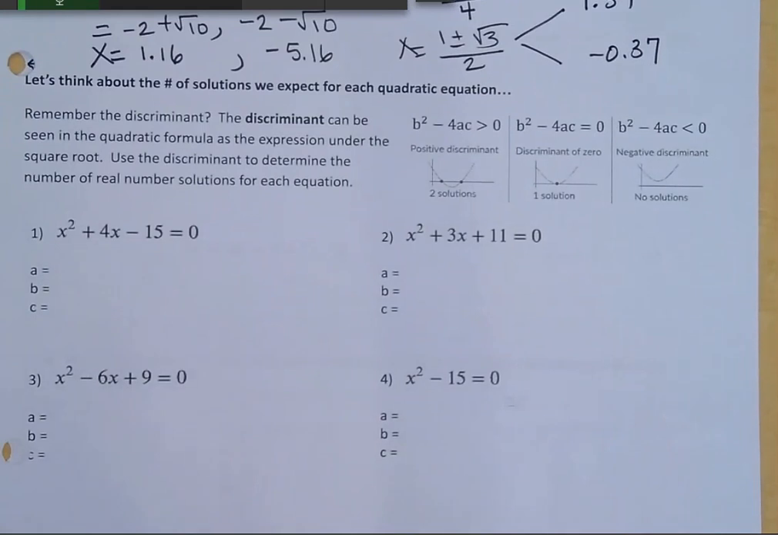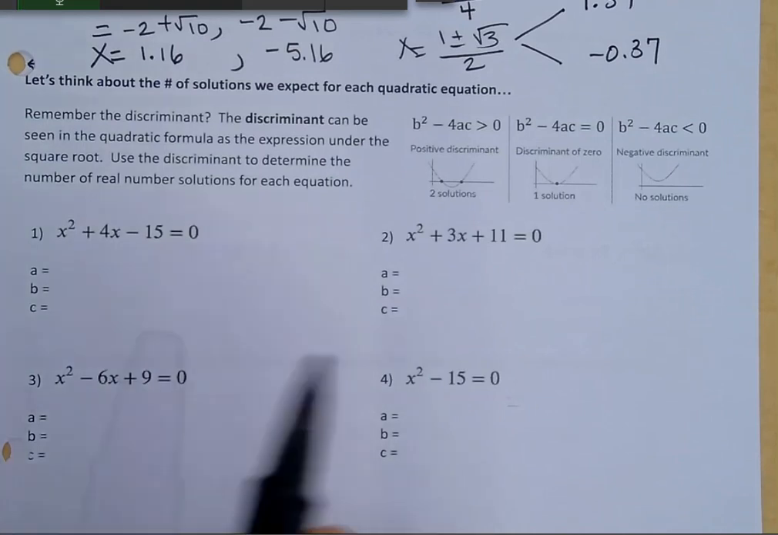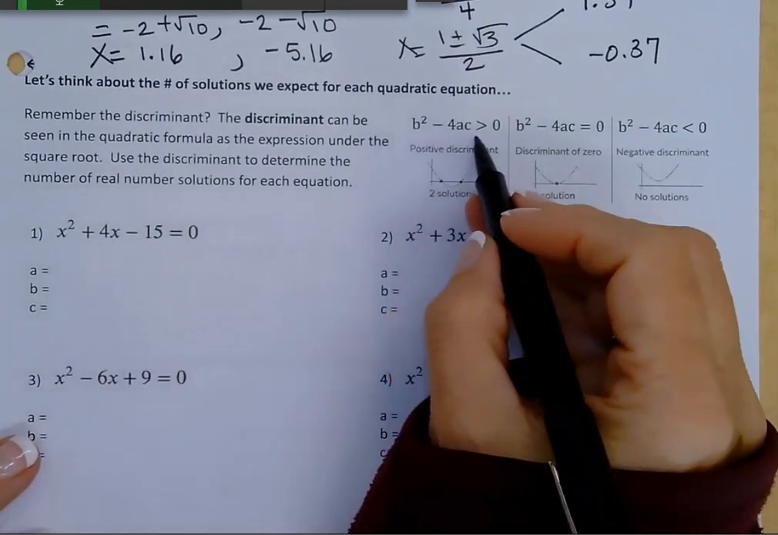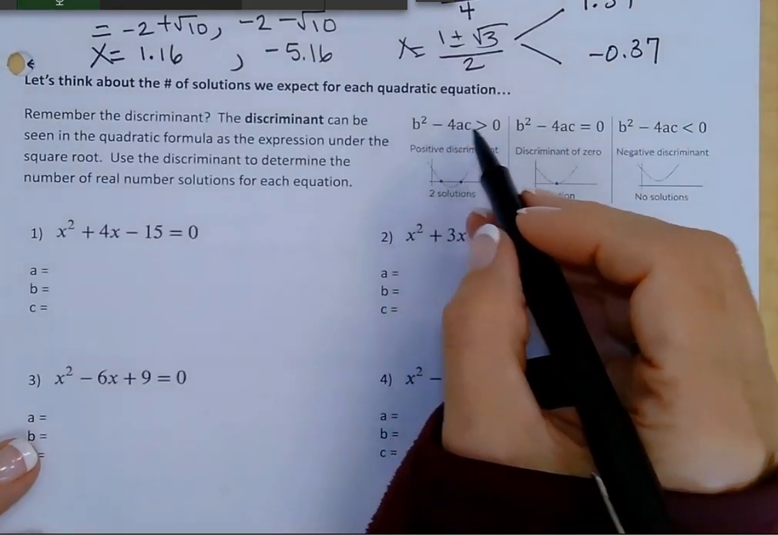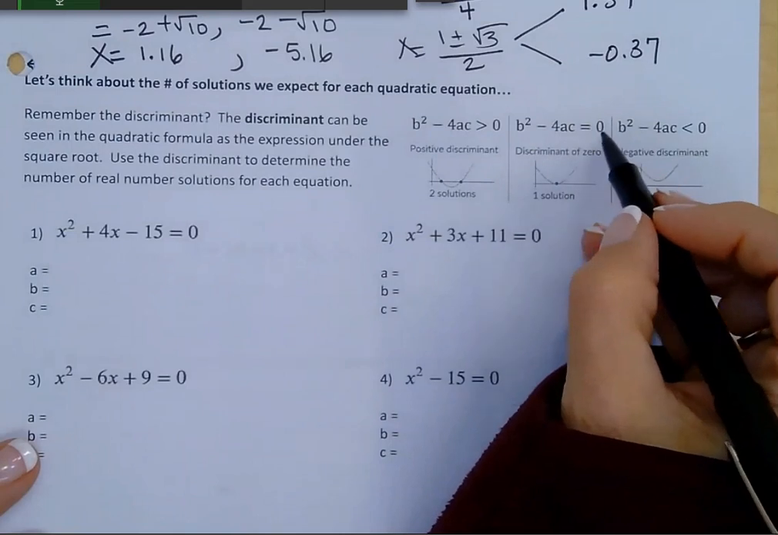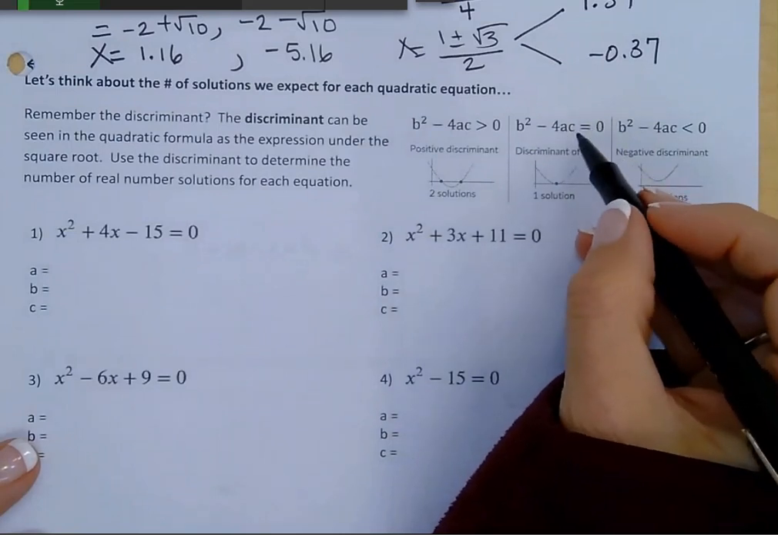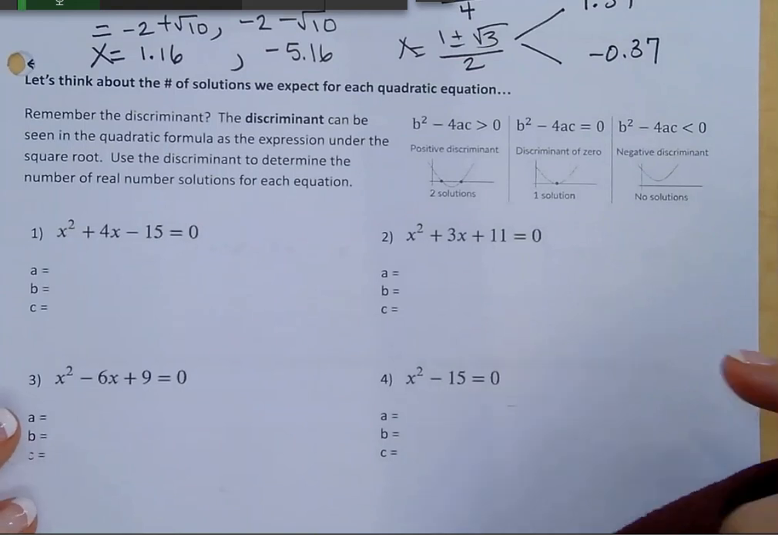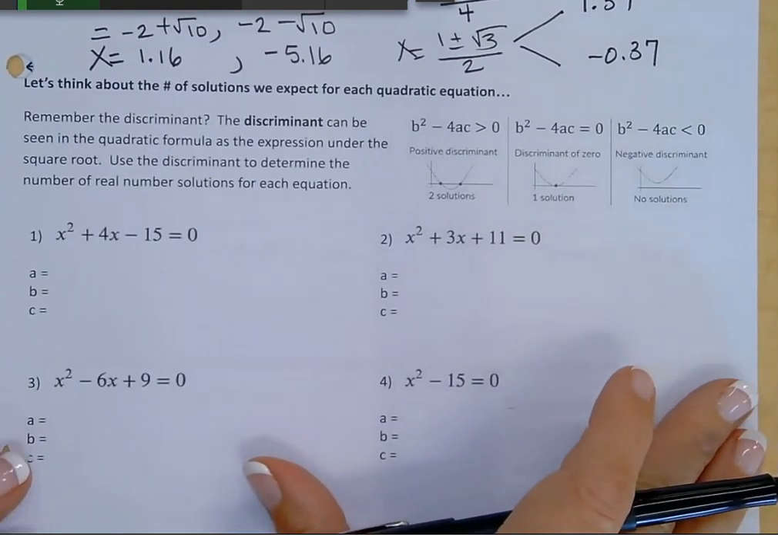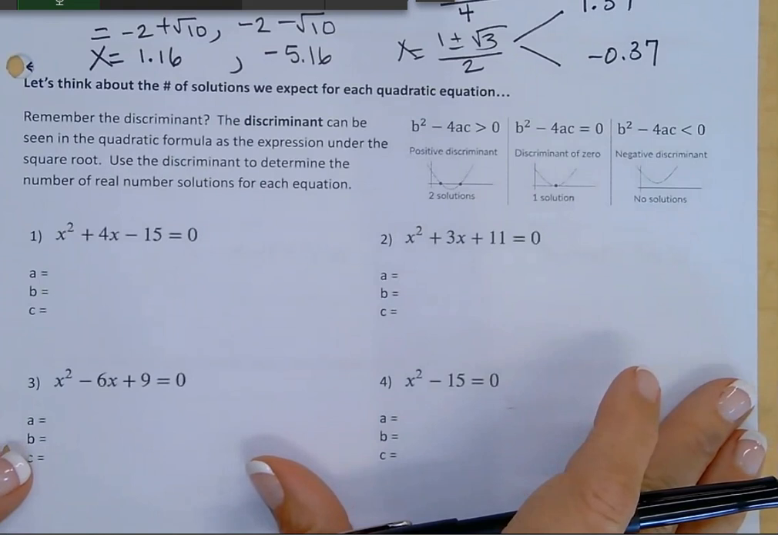So let's think about the number of solutions we expect for each quadratic equation. We already talked about this. We said if we look at the discriminant and it's positive, then we're going to have exactly 2 solutions. We said if it is exactly 0, then we have exactly 1 solution. And if it's negative, it means we have no solutions. We don't actually touch that x-axis. Okay, so we talked about this just a little bit earlier as well.